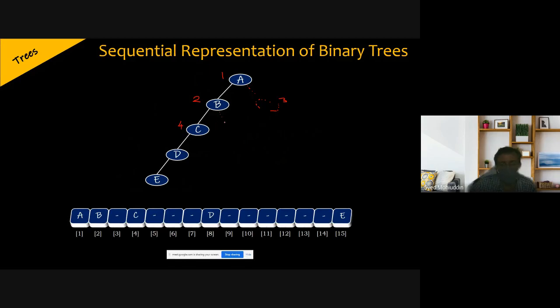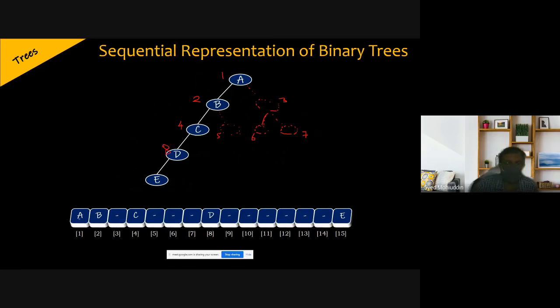And then under B, there could have been a node over here, which would have been 5. There could have been a node here, which would have been 6. There could have been a node here, which would have been 7. Then comes D, which is labeled as 8.